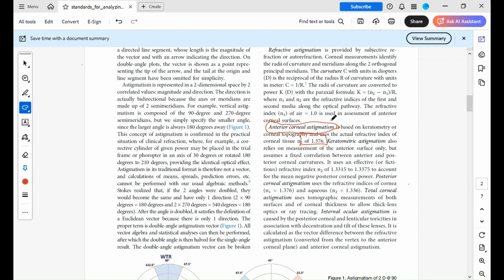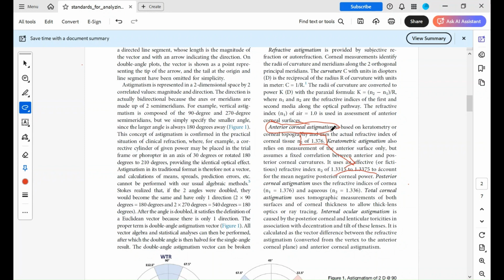But most of the biometry machines do not measure a total corneal power. They only measure the anterior corneal power, and then they give you the total corneal power. How do they give you a total corneal power? By only measuring the anterior cornea, through a fictitious refractive index. That fictitious refractive index of 1.3375, which is not the real refractive index, is used in order to give you the total corneal power by a little bit of cheating.